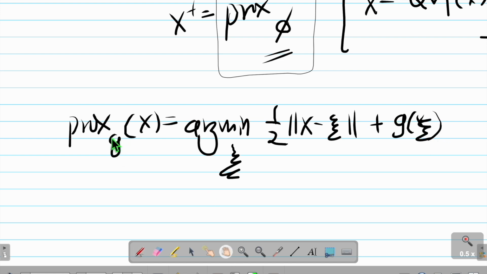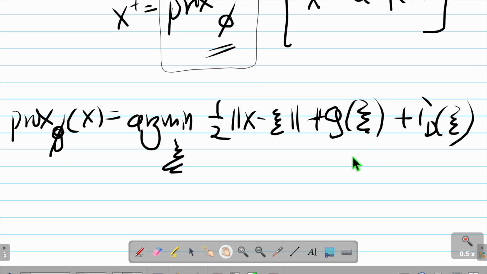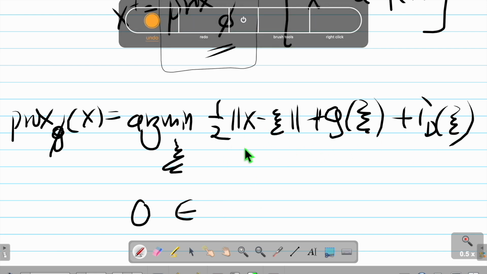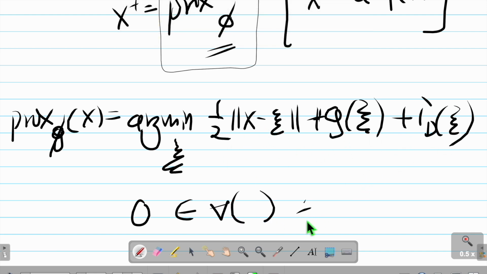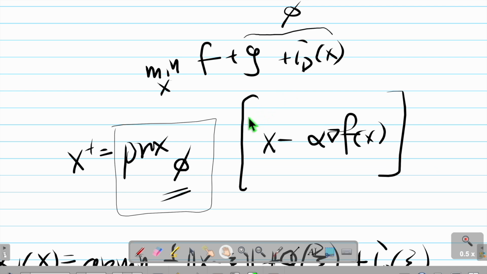Now, if I have phi, what is my phi here? g plus the indicator function of D. So now I have this. Here's the problem. If I take the differential optimality condition here, 0 belongs to this whole thing. This part is easy, okay? This part is the problem. Now I have this thing. Oh my gosh, bad. This is actually called a sum of operators.